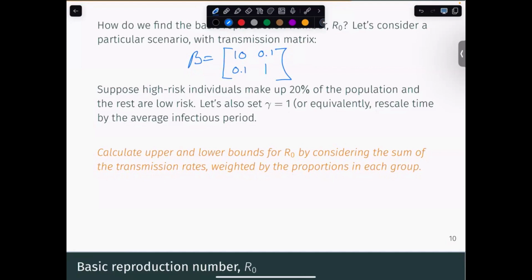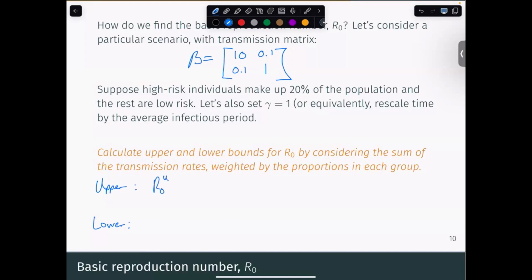Okay, so let's think about how we can calculate some upper and lower bounds for R naught to start with. We can do this by considering the sum of the transmission rates weighted by the proportions in each group. So we can think about transmission that's occurring from our high-risk individuals to other high-risk individuals or to low-risk individuals. And those high-risk individuals, because they have the highest transmission rates, overall the sum of those is the highest transmission rate, that's going to give us an upper bound on what R naught can be. Because anything that's coming from low-risk individuals is going to be at most equal to what the high-risk individuals have, but typically lower. So what do we mean by that? Well, let's think about our upper and lower bounds.